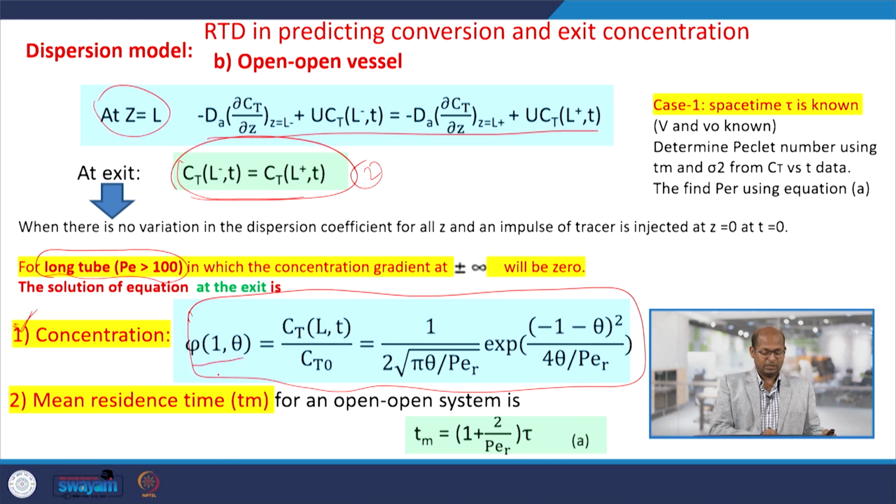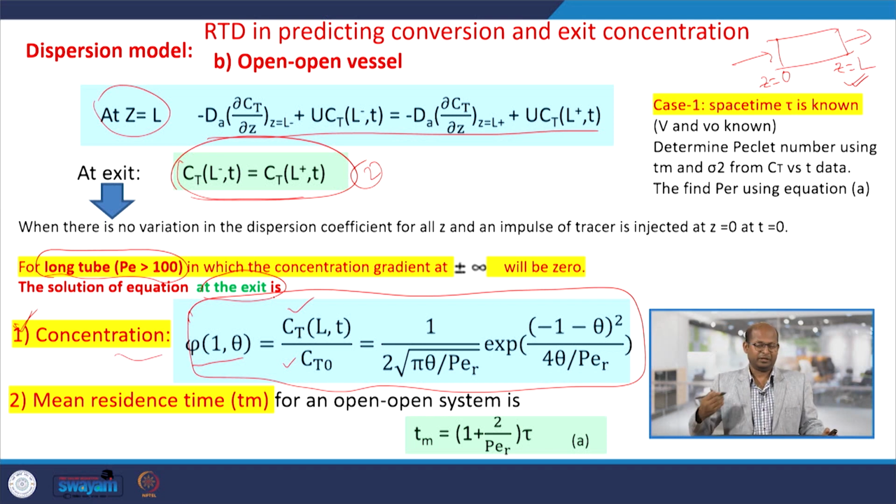So, theta, psi 1, theta, Ct at L, T, Ct 0 at the exit of the reactor; these are the particular concentrations, from z equals 0 to z equals L. This way the tracer is coming. At this particular point, the exit concentration is required to find out the conversion. Therefore, the dimensionless concentration equals this.